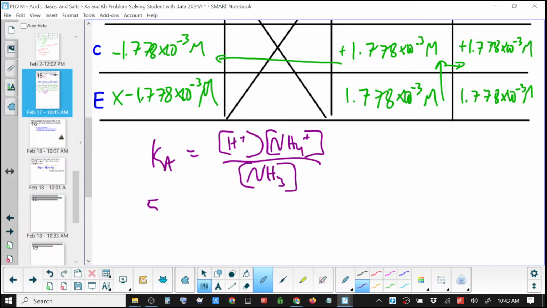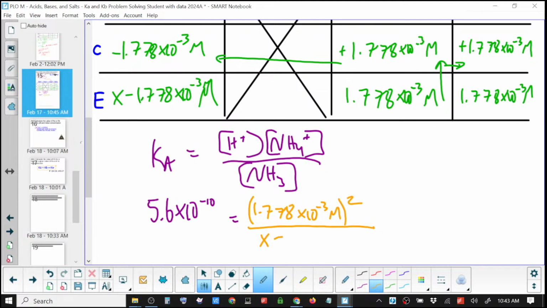5.6 times 10 to the minus 10. That's actually insane. Equals 1.798. What? We're back to... Oh wait, no, 1.78 times 10 to the negative 19. That was the number. They got a completely different number.